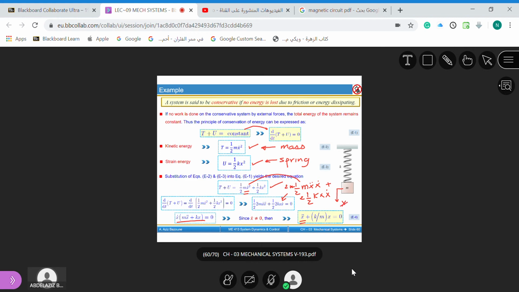This term, k over m, is usually known as the natural frequency squared of the system. So we can write this equation as x double dot plus omega n squared x is equal to 0, where omega n squared is simply k over m. And this is the free vibration motion of a mass-spring system using the kinetic energy and potential energy. And this amount is always constant.